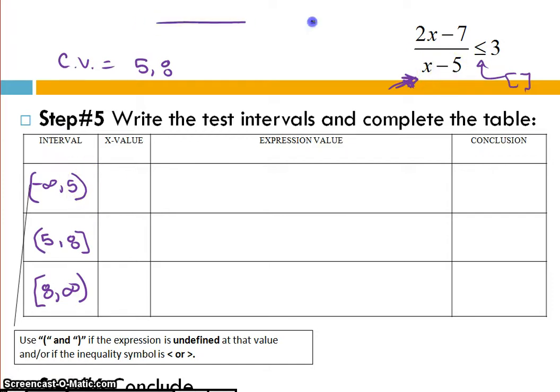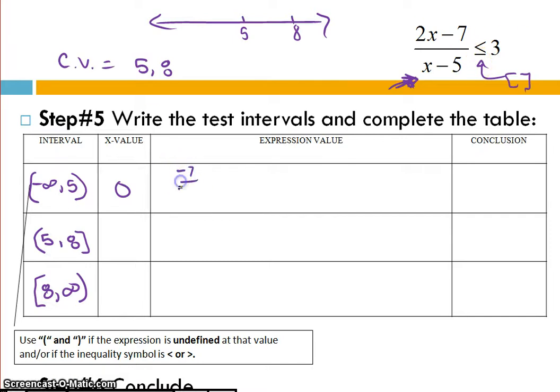Okay, so we have our x-axis, and we have the critical values 5 and 8. It's harder to visualize what this rational function looks like. So we want to see, is it up here, is it here, where exactly is it? We have to pick an x value on the interval between minus infinity and 5. 0 is on the interval, so we should try 0, and we're going to plug it into the inequality.